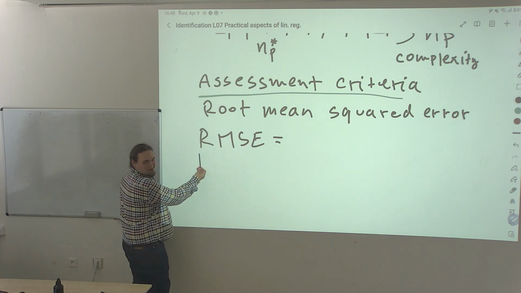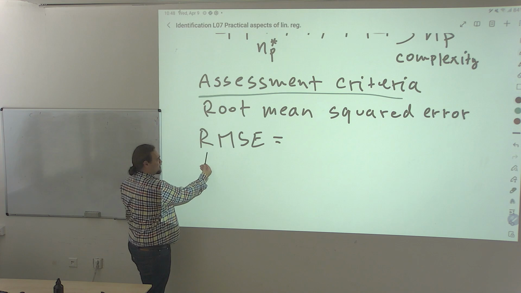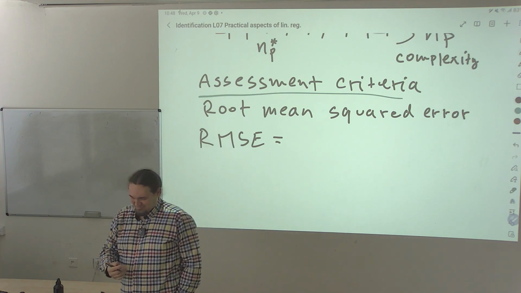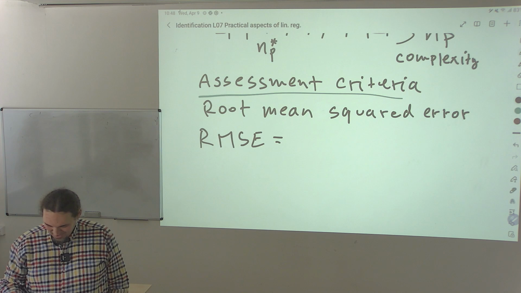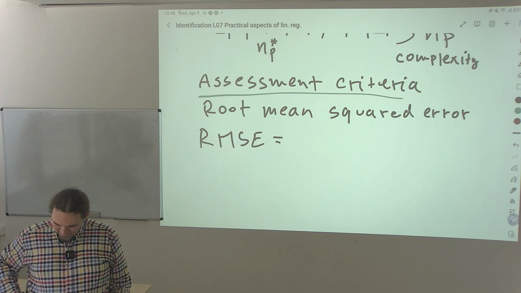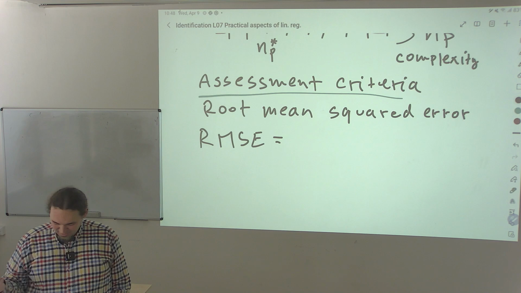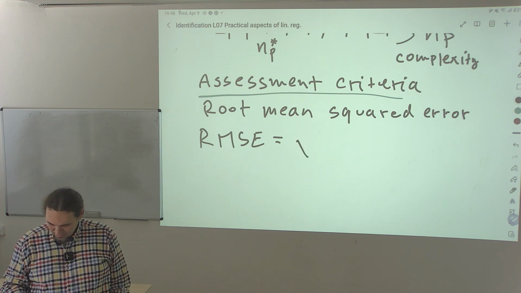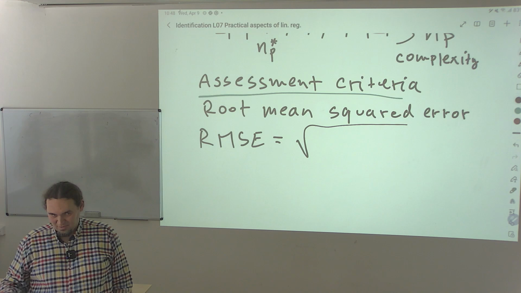Mean is here. We can start from here. Root mean squared error. It's a very nomen omen, not the definition, but the name. So we first need the root, so it's the square root. Then we take the mean.